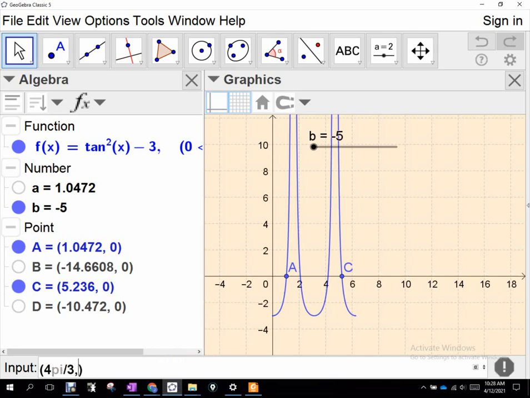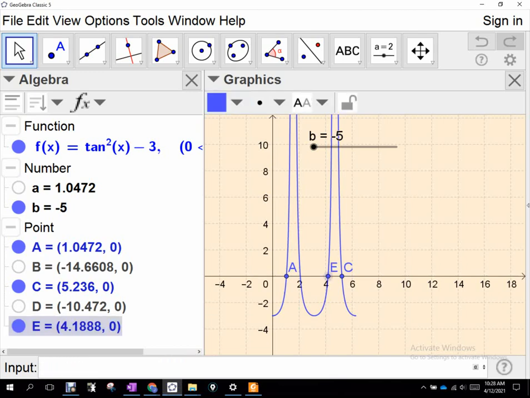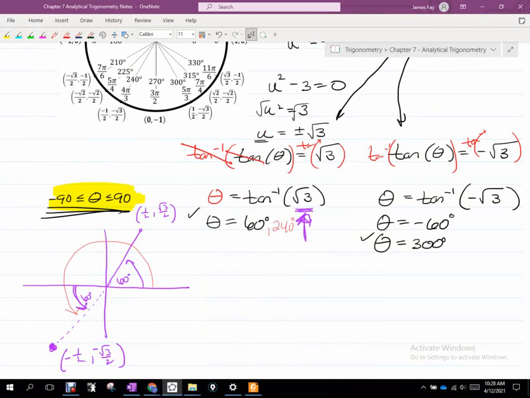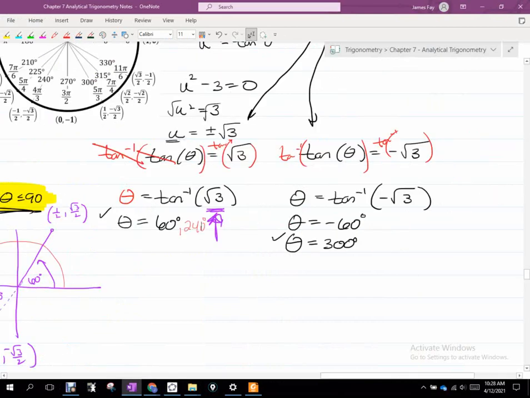So we go 4 pi over 3, comma 0. There you get that point. Okay. Now, the other point that we're missing here comes from looking here where this is. So this was 300, right? Okay. I think it makes more sense to go up to negative 60 right now. If I go that way, that's 300. If I go this way, it's negative 60, right? It's still the same terminating ray.